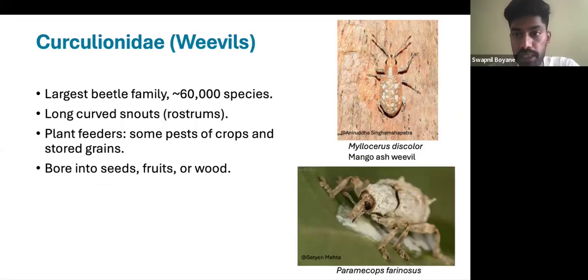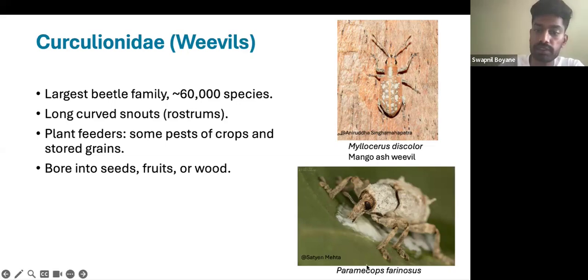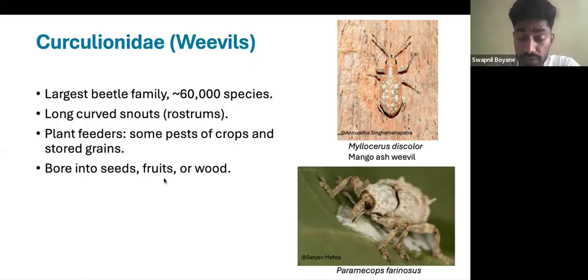Next, we have the Weevil family, and this is one of the largest beetle families, with around 60,000 species described under it. One peculiar character about weevils is their long curved snout. Even though these beetles also have chewing type mouth parts, they have a long curved snout like a rostrum, and they feed on a variety of plants, and also on some pest crops as well as stored grains. You might have seen very tiny beetles sometimes in rice or wheat grains. Those are weevils, and they can be 1 millimeter, or they can be much bigger, like the red palm weevil. They are really huge.